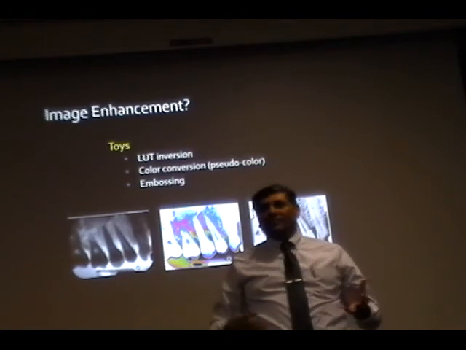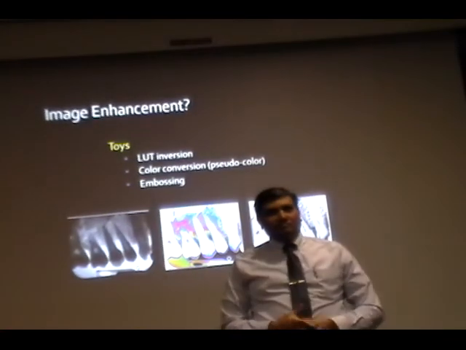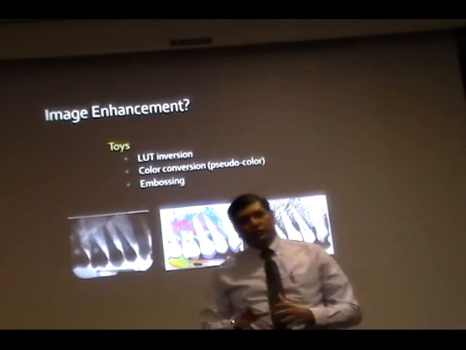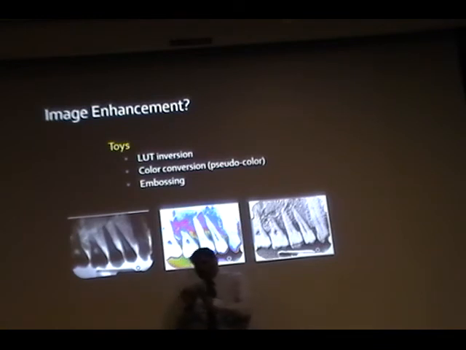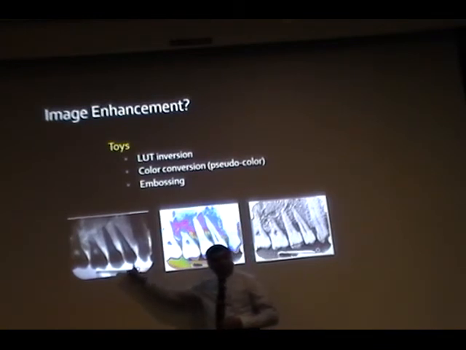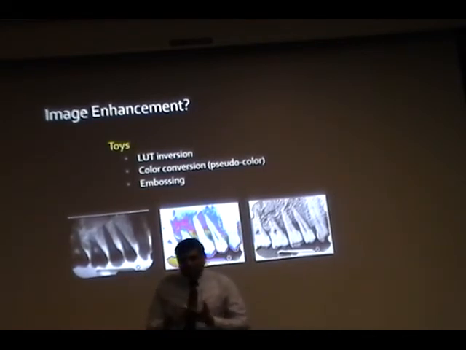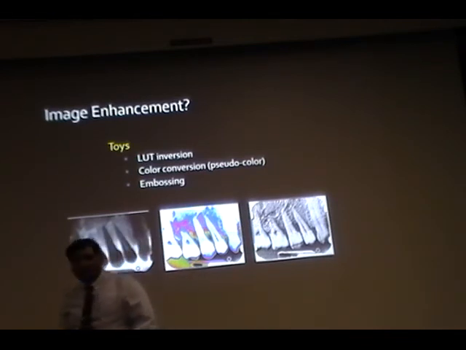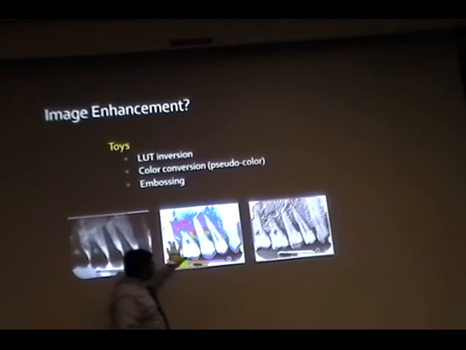You took 50 radiographs. Still you are uncertain. What do you do? You use the inversion tool here, because if dental caries is black, it will appear white. So it could be a class 2 cavity here. You could use inversion as a tool to check or reconfirm the findings. And this is color inversion.